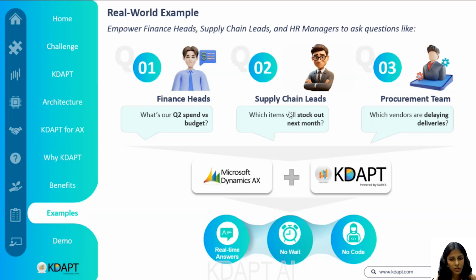And the next example is, let's say you're in the procurement team. You need visibility on which vendors are delaying deliveries and how that is affecting our projects. So KDAPT pulls this data straight from AX's purchase order and vendor performance history, showing on-time versus late deliveries, vendor scorecards, and impact by item per department. So you don't need to chase Excel sheets or cross-check email chains in Outlook. It's all in one place, live and accurate using KDAPT.